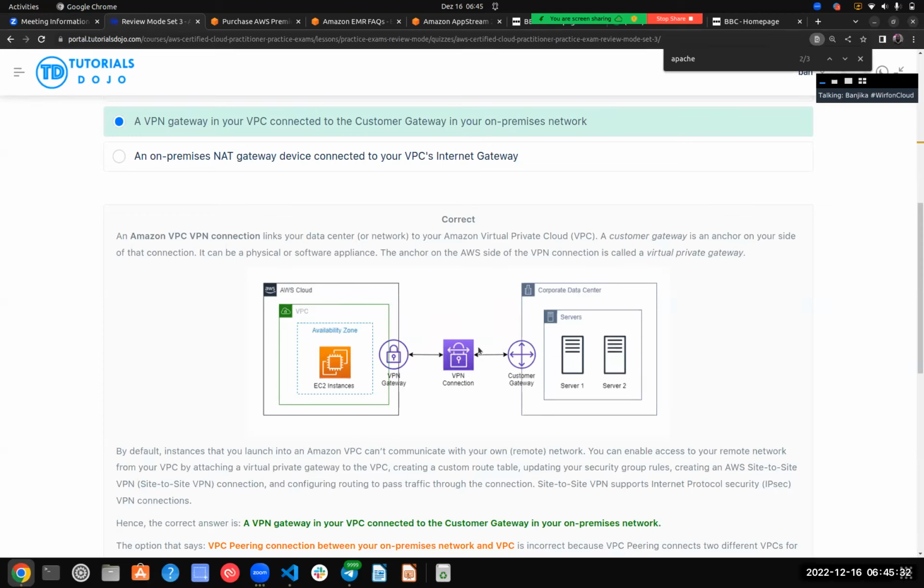The other thing to remember is that it has bandwidth limits. I think the maximum bandwidth is about 1.2 gigabits. So when you are looking for a simple connection that you can set up in about 30 minutes, because you just need someone who can configure it, you'll be able to connect your on-premises to your cloud.